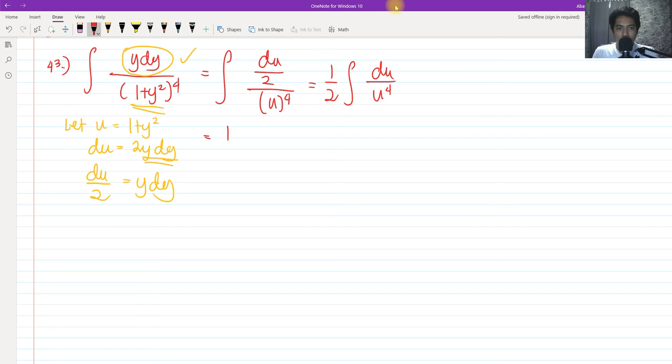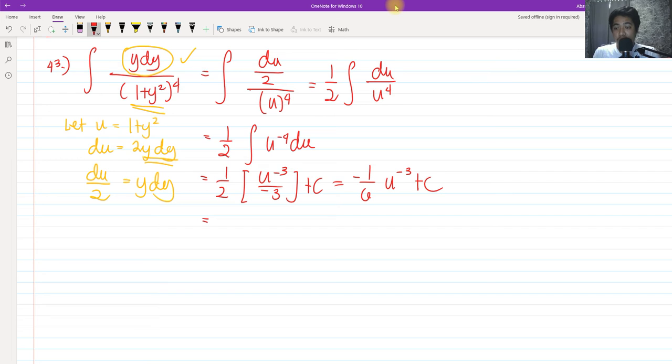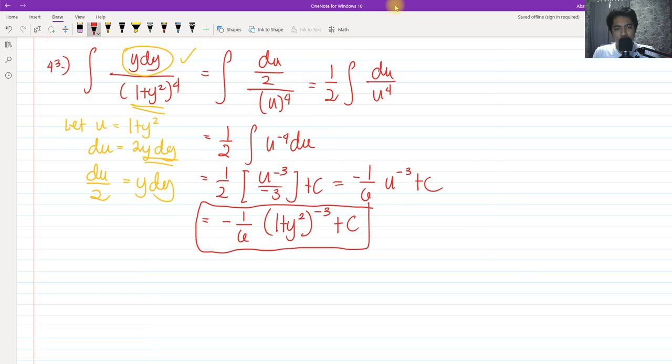And that is simply a power rule. So I have 1/2 times the integral of u raised to negative 4 du. By the power rule, u raised to negative 4 becomes u raised to negative 3 all over negative 3, plus c. So we have negative 1 all over 6 times u raised to negative 3, plus c. Of course, we have to get back to the original value. We have to substitute back the original value of u. That is negative 1 all over 6, and our u is 1 plus y squared, raised to negative 3, plus c. So you can have this as your final answer, or you can choose to eliminate the negative exponent by taking the reciprocal, and that becomes this. So you can also have this as your final answer.